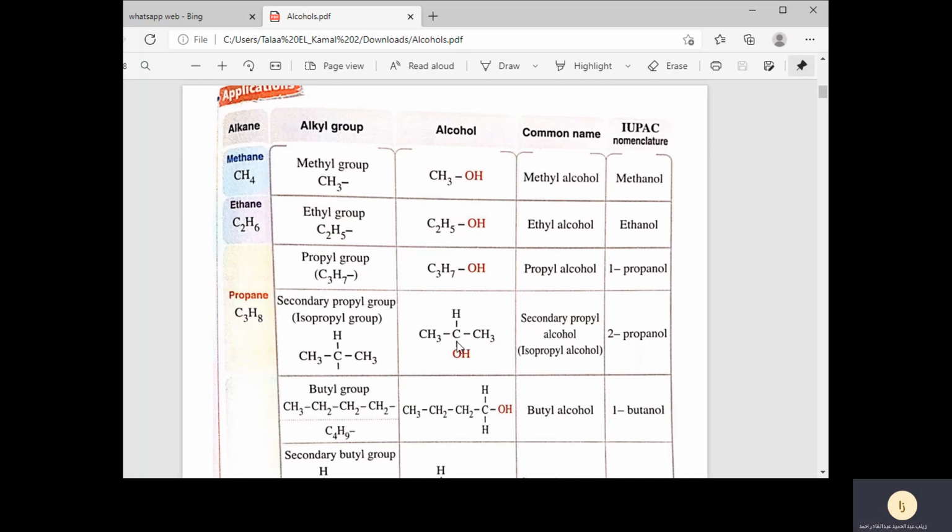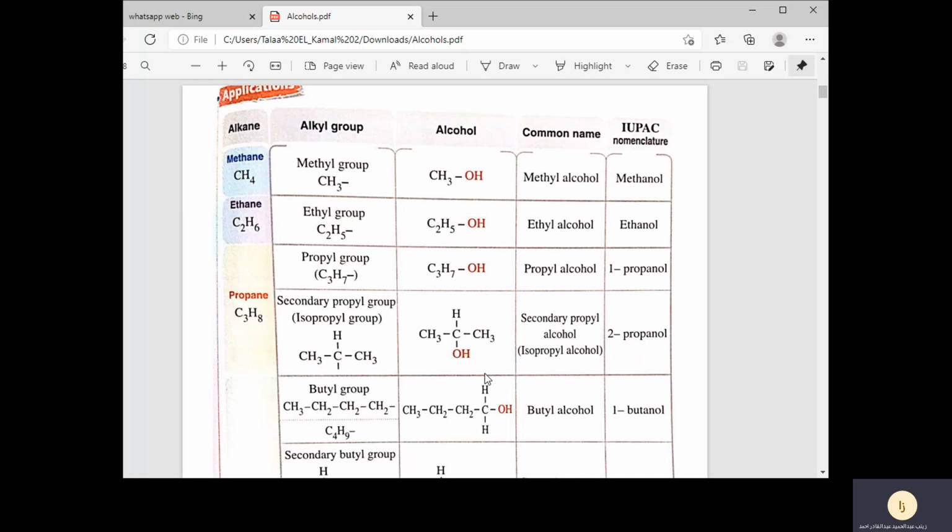يبقى بالنسبة لنا هنا the carbon attached to OH ليها اسم اسمها carbinol group. Has one hydrogen and attached to two carbon atoms, so it is called secondary alcohol. So we can say that the common name is secondary propyl alcohol or isopropyl alcohol.